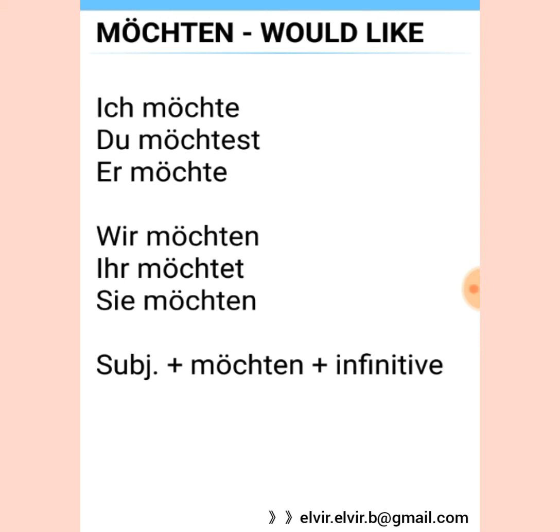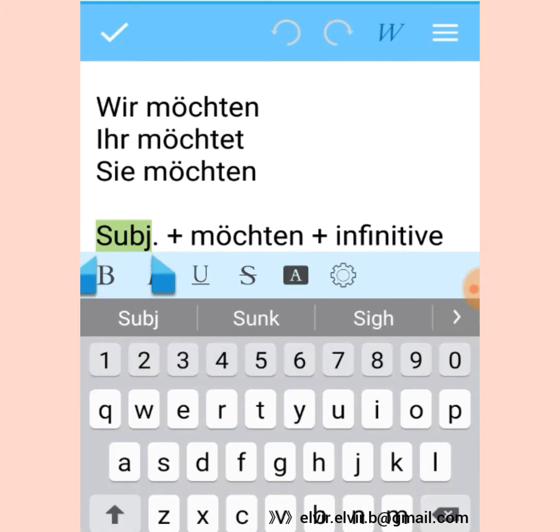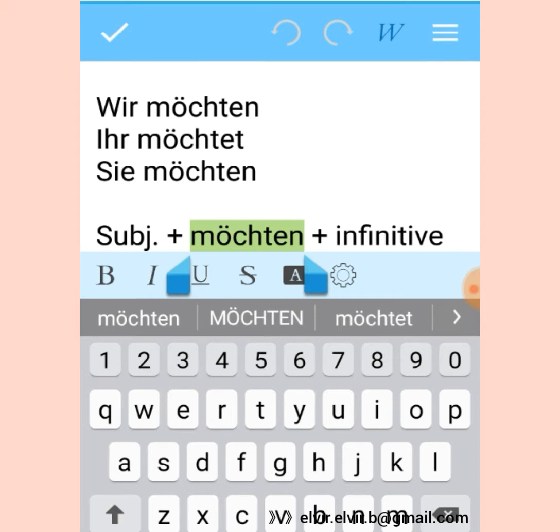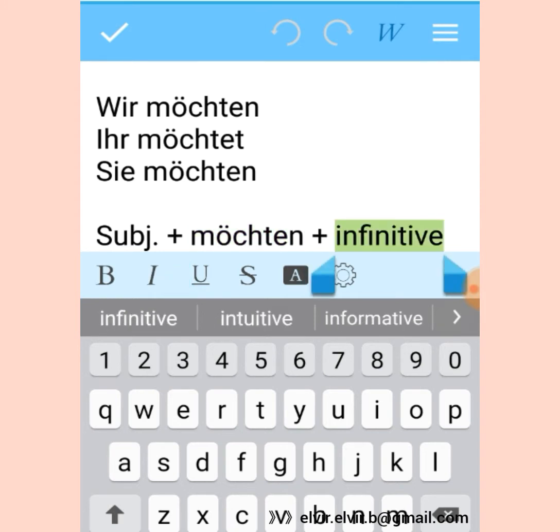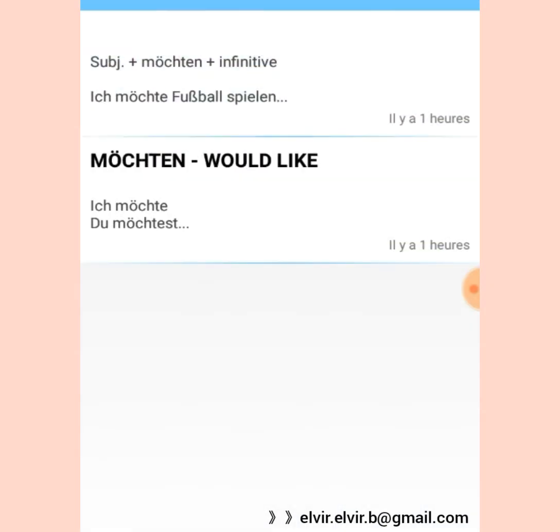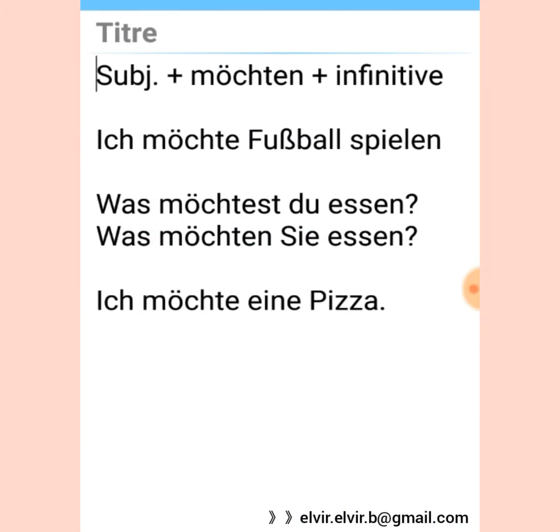Let's see the formula. As we can see, first we place the subject. After it comes the modal verb. And at the end of the sentence, the infinitive of the main verb. Okay, let's see a few examples. Again here with the formula.